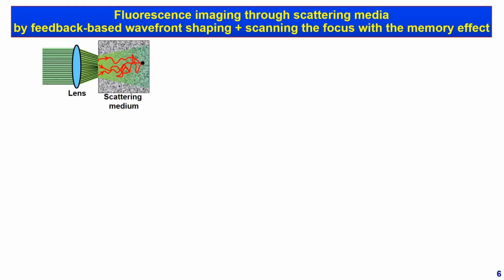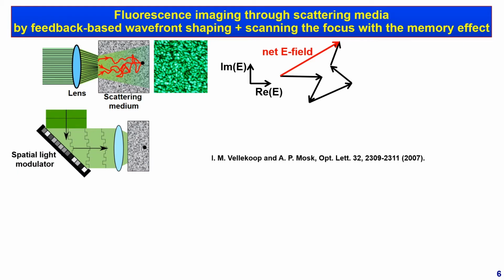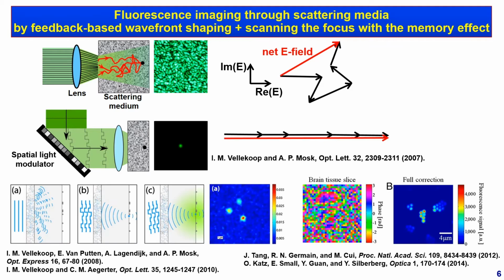Light is scattered in a scatter medium, and a speckle pattern forms because of the random phasor sum of the electric field associated with each beamlet. By adjusting the phase of each beamlet to maximize a feedback signal, people can make the phasors aligned and achieve a focus inside scatter media. This is called feedback-based wavefront shaping. By using linear or nonlinear fluorescence signals as the feedback signal, people can focus light on a fluorescent particle. Then they can scan the focus with the memory effect and perform fluorescence imaging. Again, the focus scanning relies on the memory effect, so it works only for thin samples.